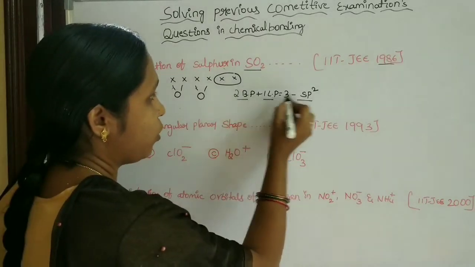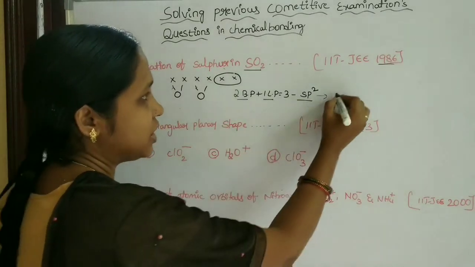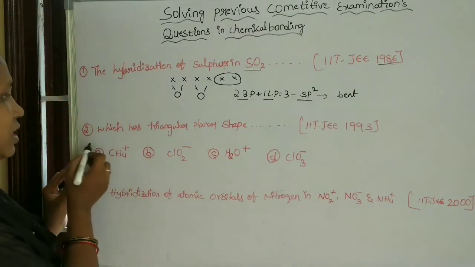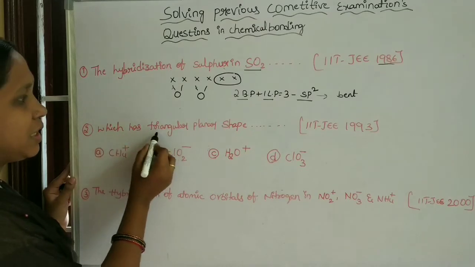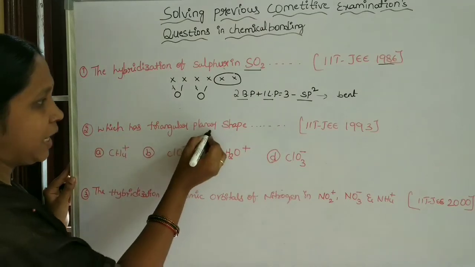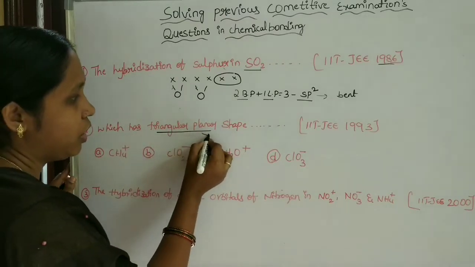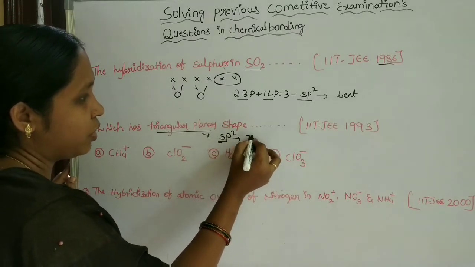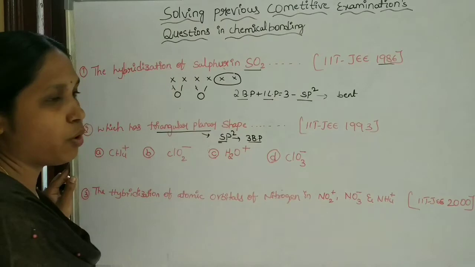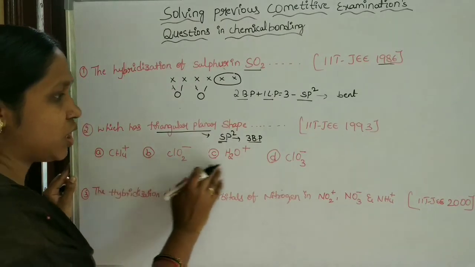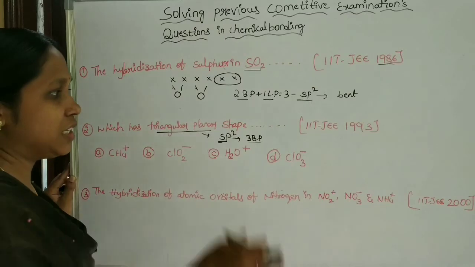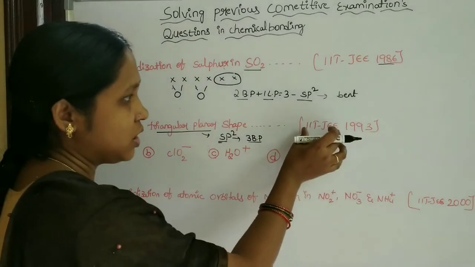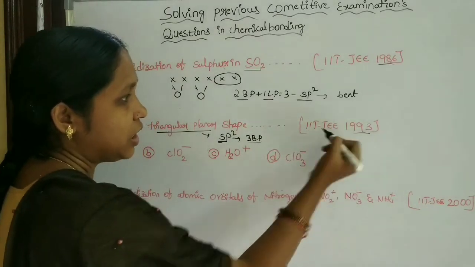Due to the 1 lone pair, the shape of the molecule is bent. What is the shape of the molecule? Bent shape. And see the next one, which has a triangular planar shape. Triangular planar means the molecule is sp2 hybridized and the three pairs of electrons are bonded pairs. That means a molecule with 3 bonded pairs has sp2 hybridization and a triangular planar shape. The question was asked in IIT JEE 1993.